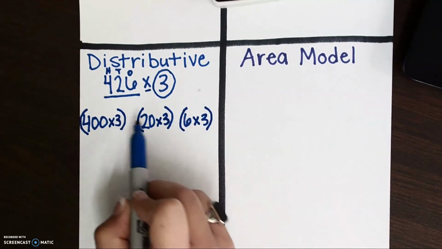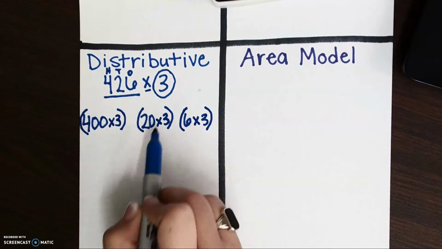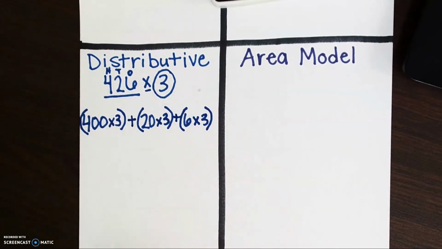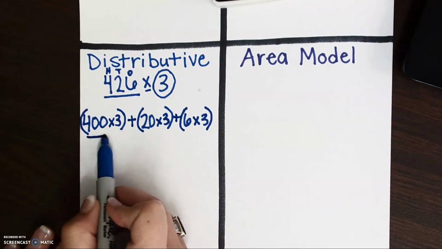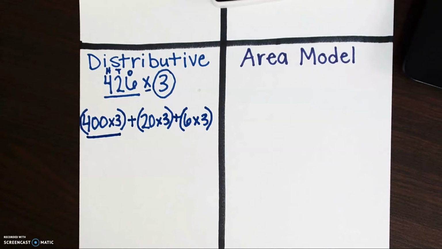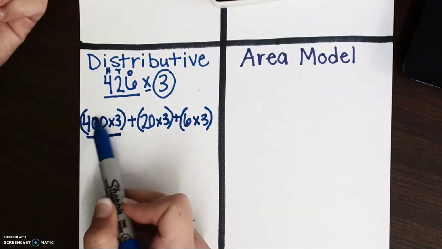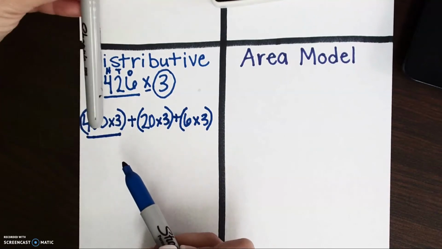Now, we have to have something between our groups of multiplication. We're going to put a plus sign between them, okay? Now, we just do the math. I'm going to do 400 times 3 first. I don't know if your teachers have shown you this, but if you have a number where it ends in zeros, you can just ignore those zeros.